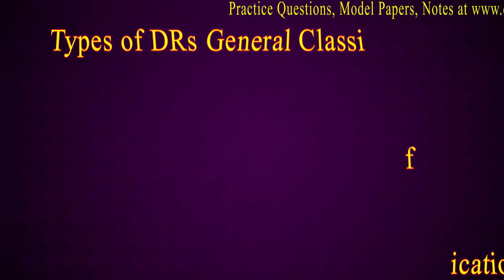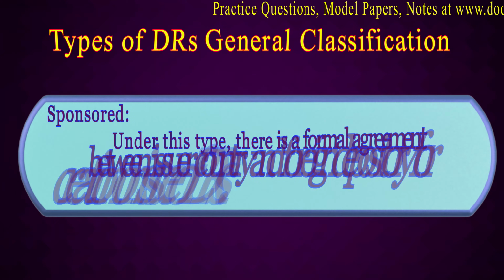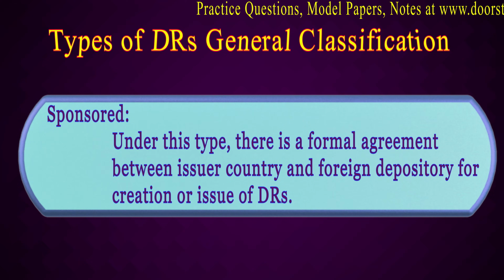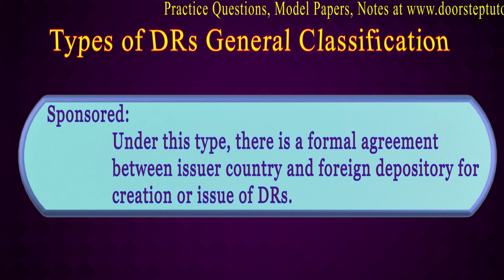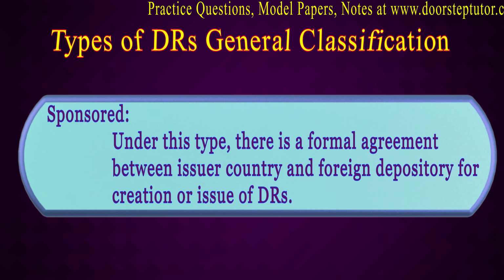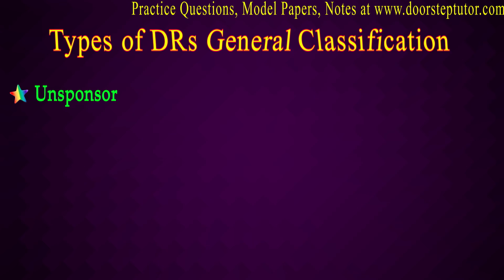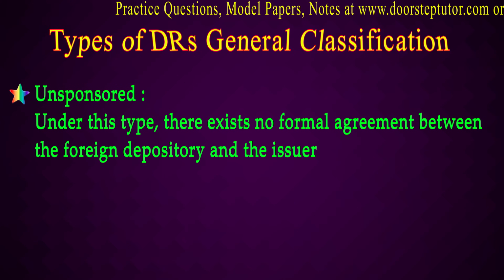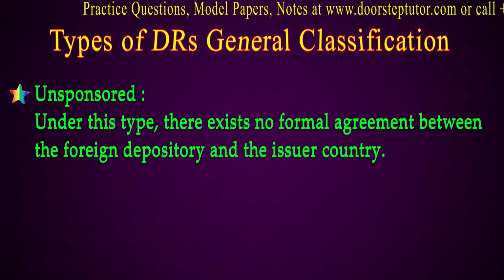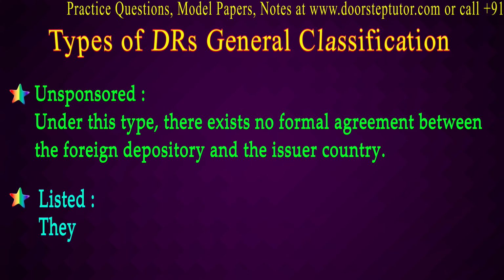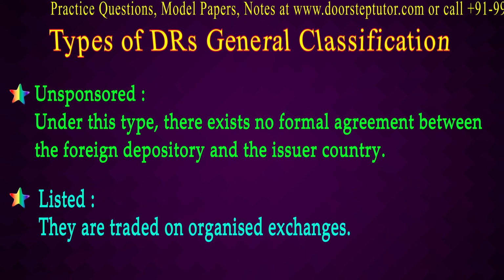Topic is types of depository receipts. So first is sponsored. Under this type, there is a formal agreement between the issuer country and the foreign depository for creation or issue of depository receipts. Fine. Next is unsponsored. Under this type, there exists no formal agreement between the foreign depository and the issuer country. Fine. Next is listed. They are traded on organized exchanges.